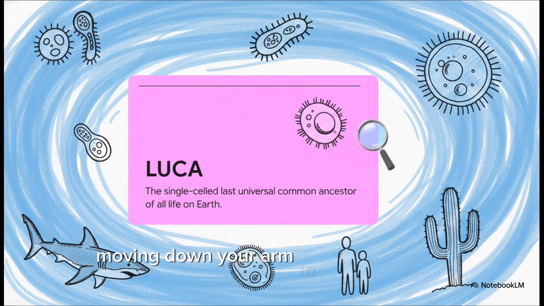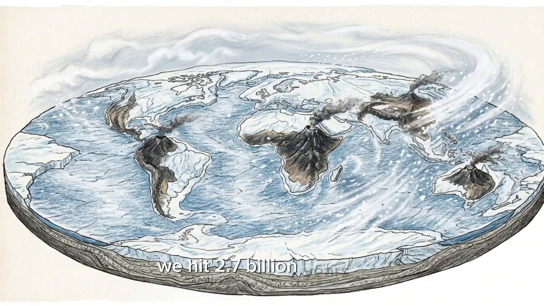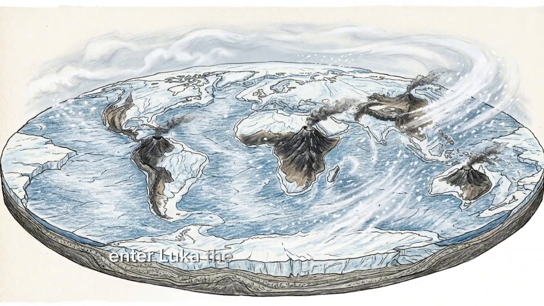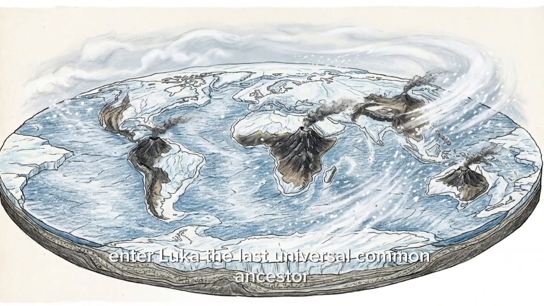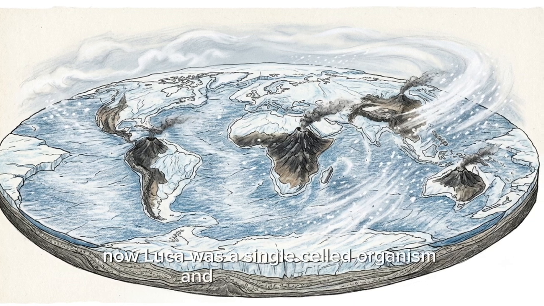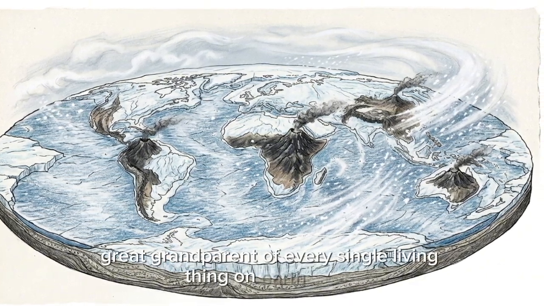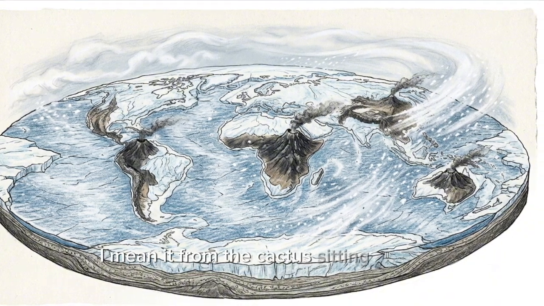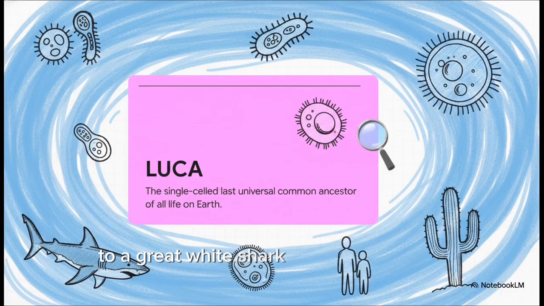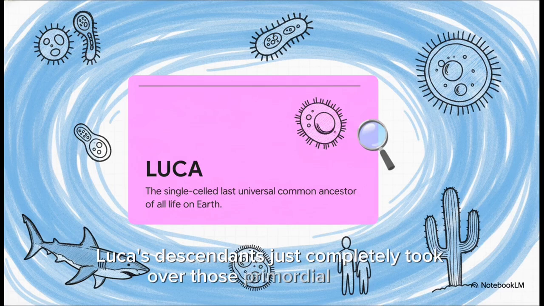Moving down your arm to, say, about your right bicep, we hit 2.7 billion years ago. Enter LUCA, the last universal common ancestor. Now, LUCA was a single-celled organism, and it is quite literally the ancient great-grandparent of every single living thing on Earth today. I mean it, from the cactus sitting on your windowsill to a great white shark, all the way to you and me. LUCA's descendants just completely took over those primordial oceans.